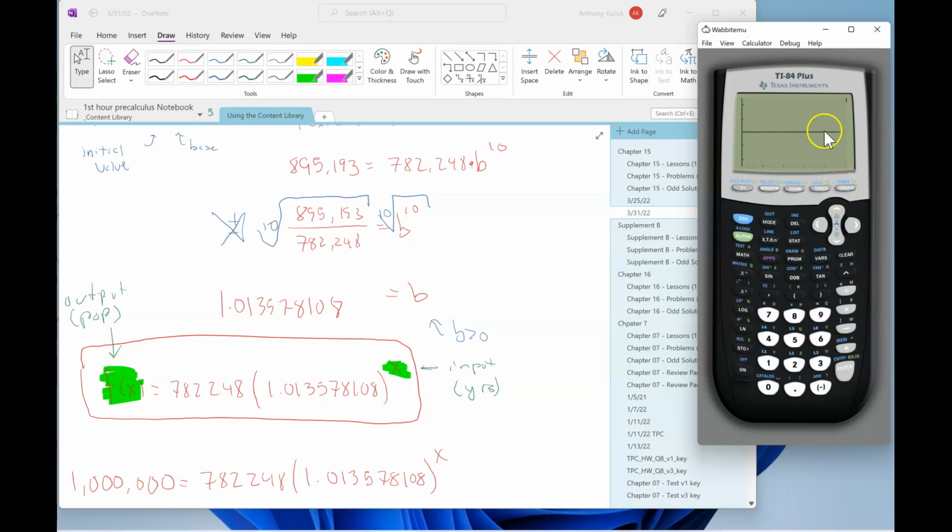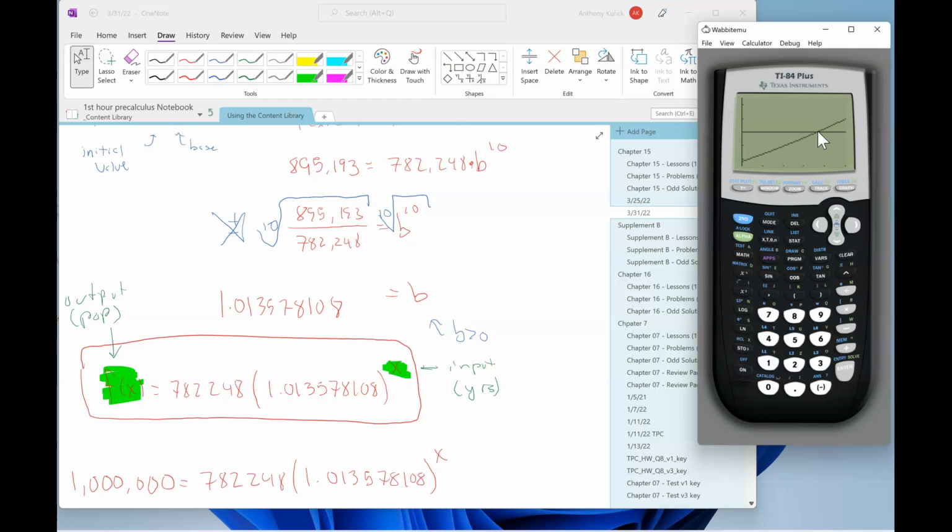So this is my line for 1 million. This is my exponential curve representing the population. And the solution that I'm looking for is this intersection. Is that okay with everybody?